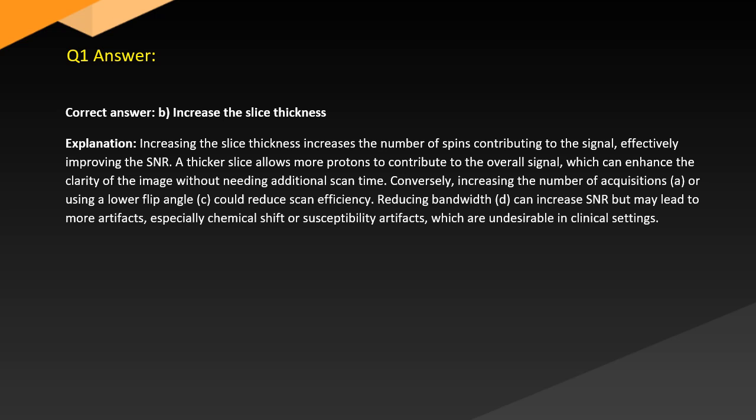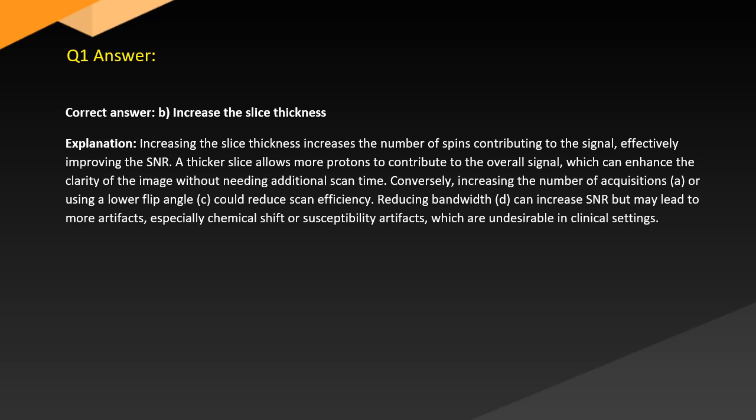Answer. Correct answer. B. Increase the slice thickness. Explanation. Increasing the slice thickness increases the number of spins contributing to the signal, effectively improving the SNR. A thicker slice allows more protons to contribute to the overall signal, which can enhance the clarity of the image without needing additional scan time.